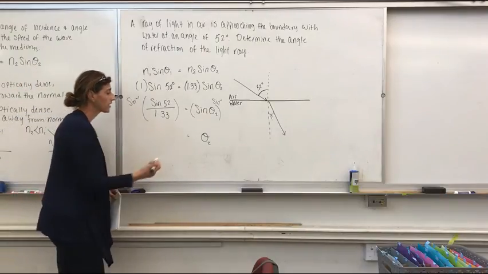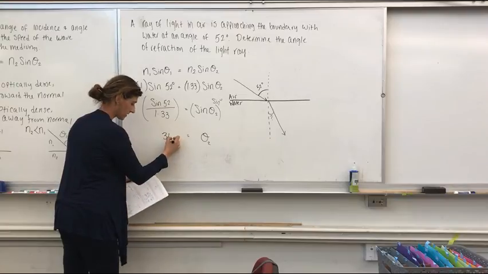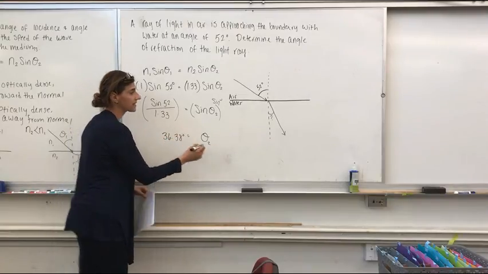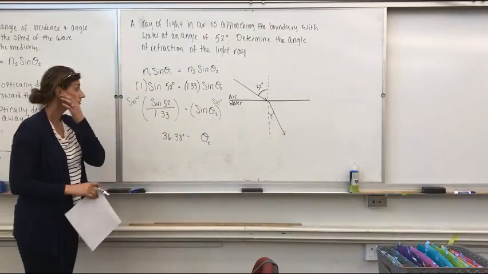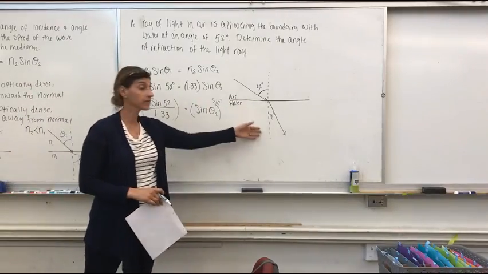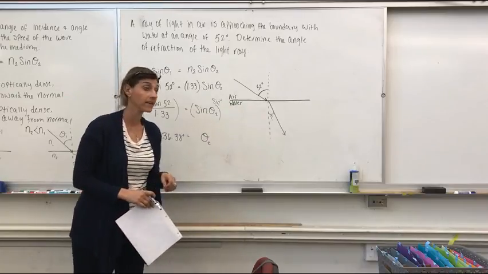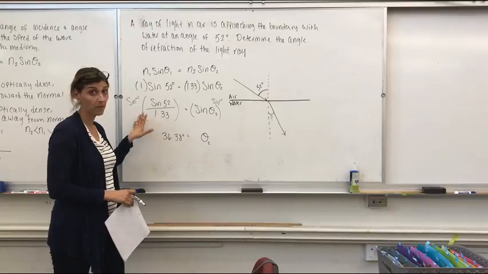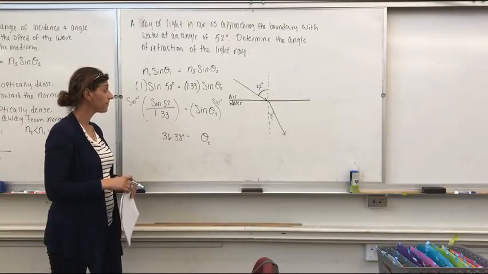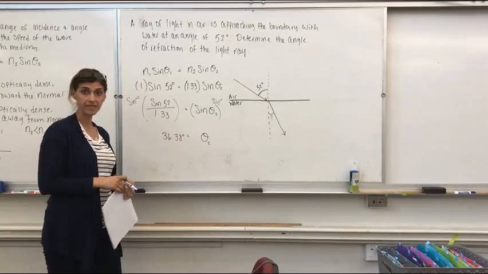Okay, hopefully you got 36.38 degrees. That is the angle at which it goes through the water. You can see that the angle is very different because the water is more optically dense than the air. If you did not get this and you know your math is right, make sure you're in degree mode. That will make a difference. Okay, see you back in class.